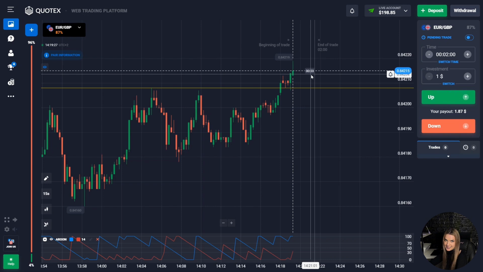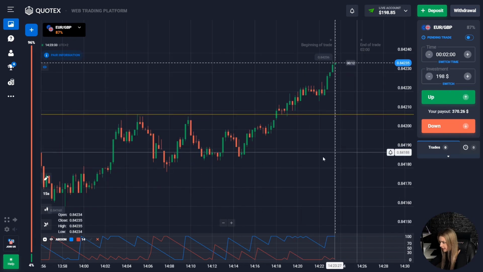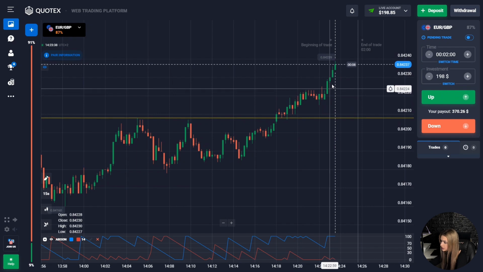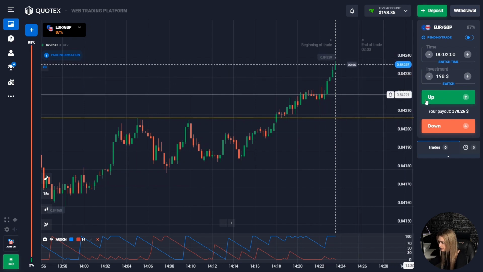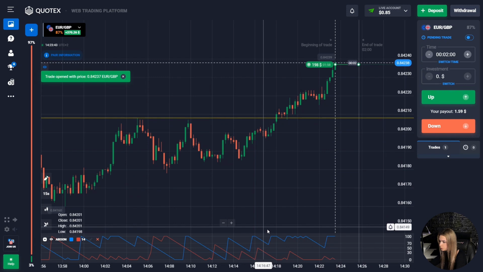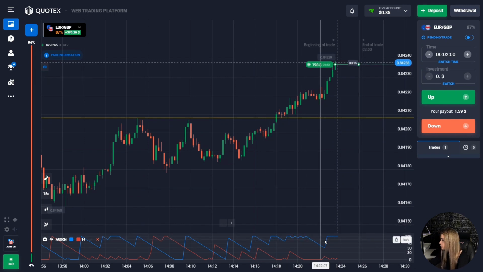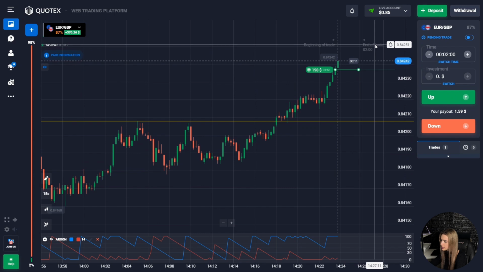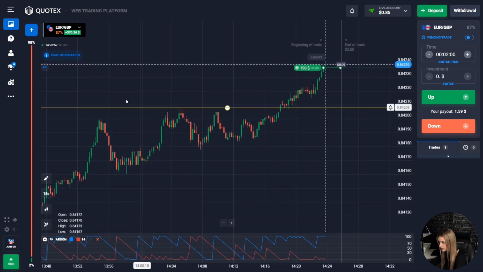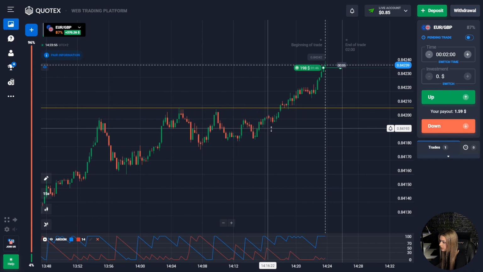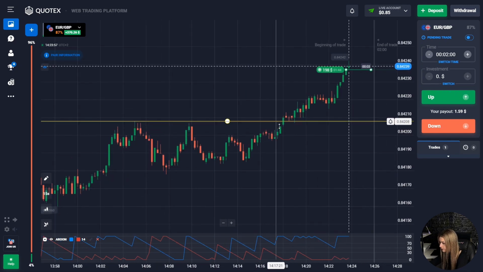So guys, let's continue. As you can see, guys, we have had a breakdown of the resistance level and the price continued to move up. In such a situation, we will open a deal for 2 minutes up, because the blue line of the indicator is still located on the top. At the same time, as you can see earlier, the price made several attempts to break through this level, and this time that breakthrough finally happened.